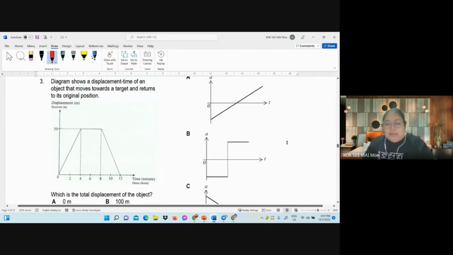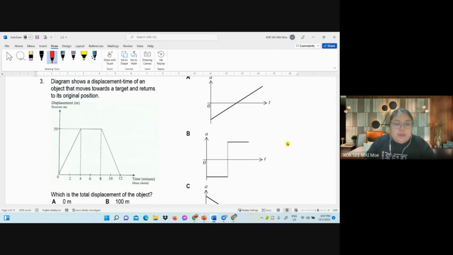Number 3 is a displacement time graph, so be careful. Which one is the total displacement? Because it is displacement, there is no need to do any calculation. It's straightforward to read from the diagram. They ask what is the total displacement.